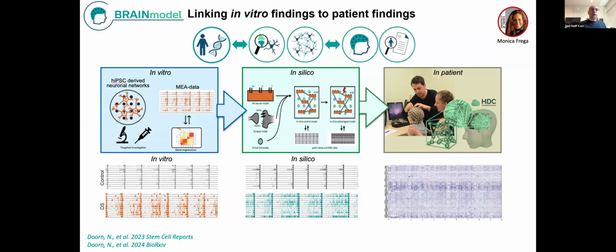Good. So then to move on, ultimately what we want to do is connect our in vitro data with our EEG data. And so I showed you some in vitro data for EHMT1. So what about the EEG data?